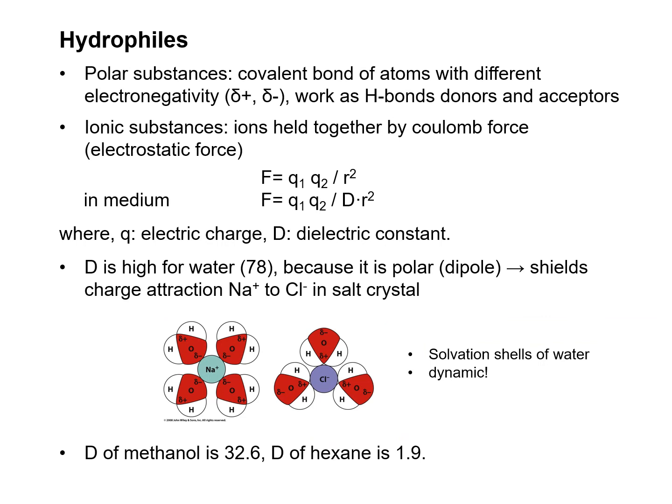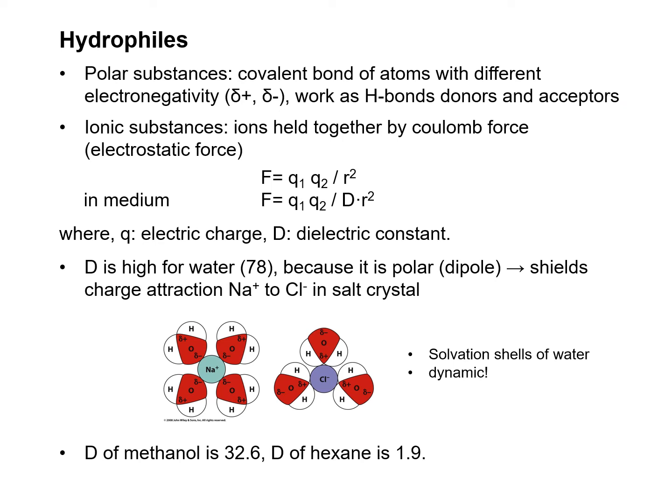Hydrophiles are the substances or molecules that are hydrophilic, and they include polar substances and ionic substances. Polar substances have covalent bonds of atoms with different electronegativity, delta plus or delta minus, within the molecule or substance, so they can work as hydrogen bond donors and acceptors.